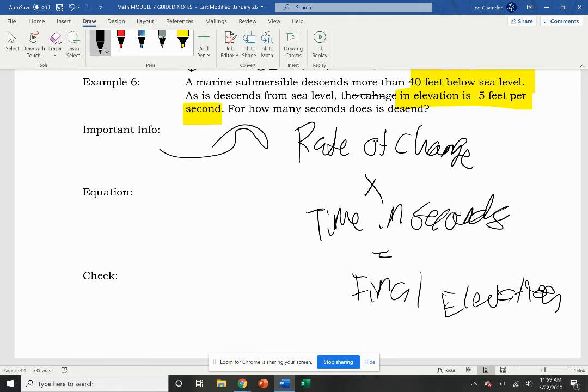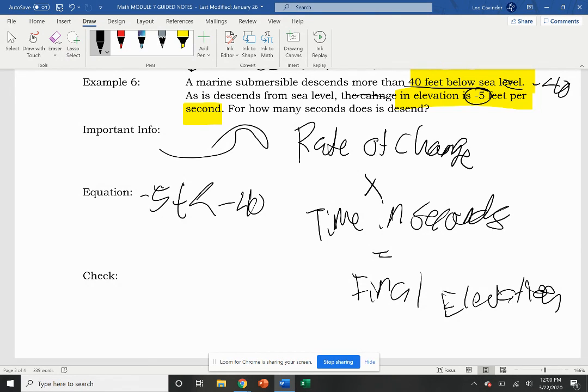Now, in this case, we are doing an inequality. So how it would work is our rate of change is negative 5. Now, do we know how many seconds it took? No. So we're going to use a variable. I'm going to do t. And then our final elevation is less than negative 40, because 40 feet below sea level is equivalent to negative 40.